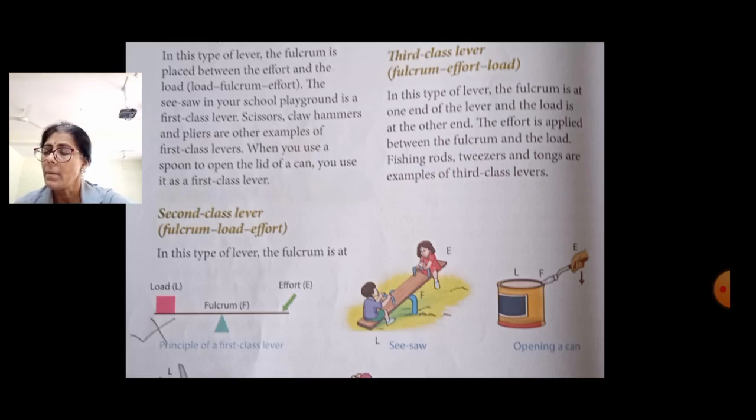First class lever: scissors, claw hammers and pliers are examples of a first class lever. When we use a spoon to open the lid of a can, we use it as a first class lever, means bottle opener, right? That is also a first class lever.